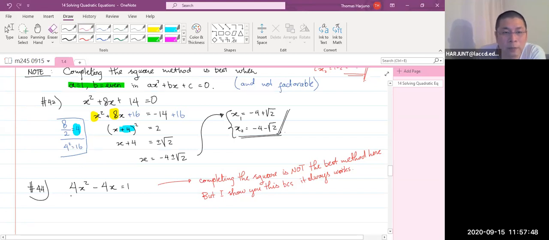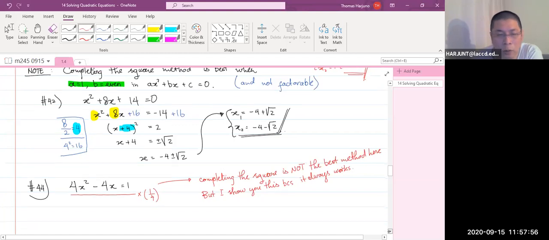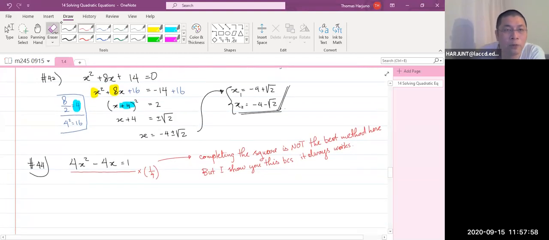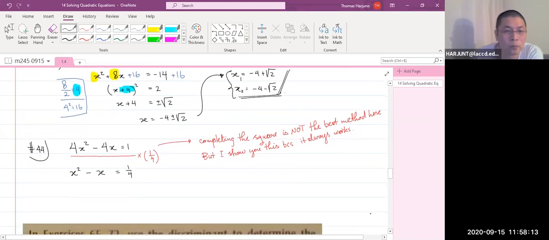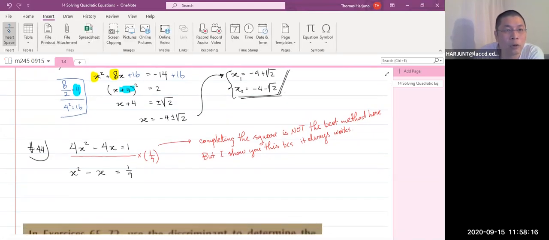The reason it slows you down is that when you make the leading coefficient 1, you multiply by 1/4, or you divide by 4. When you divide by 4 to make the leading coefficient 1, then you will start seeing some fractions. You see? Now then, I need to find out what number I add on both sides, right?